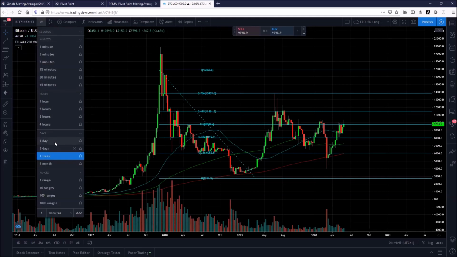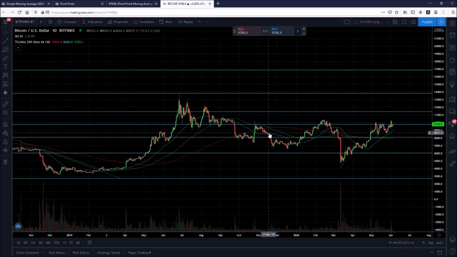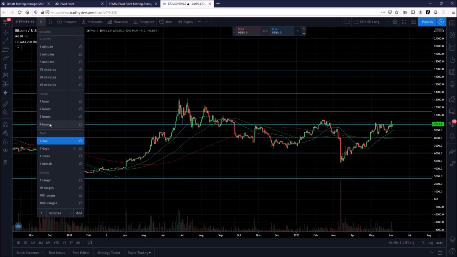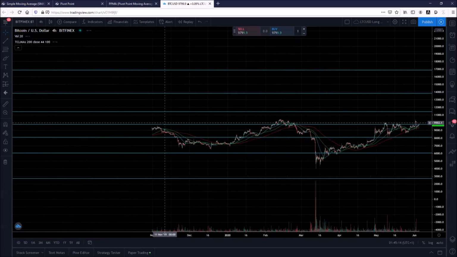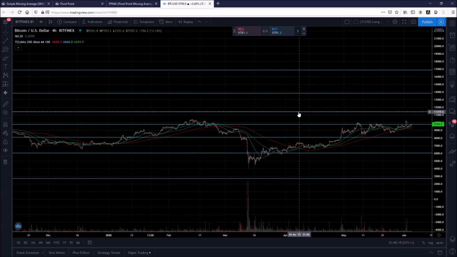Whatever time frame you're on, the moving averages are going to calculate based on the number of candles in the value here. So this is 200 candles, 44 candles, 100 candles. The reason why these moving averages change on different time frames is because you're changing the value of the candles, and the calculation uses the candles. Okay, with me so far?